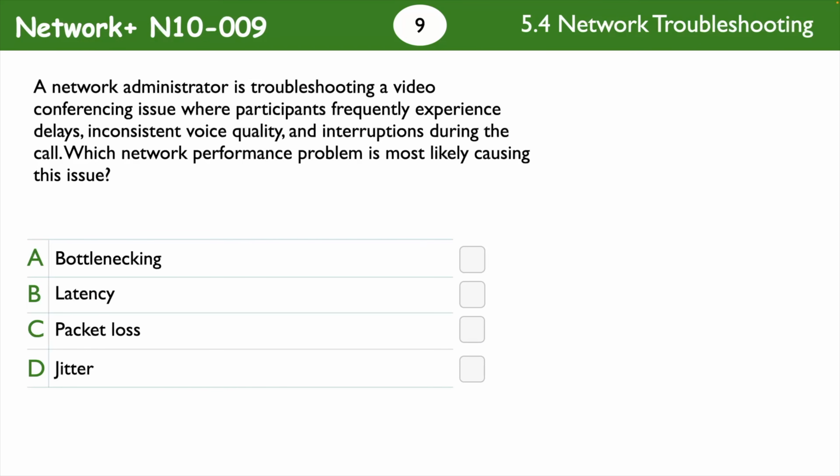Question 9. A network administrator is troubleshooting a video conferencing issue where participants frequently experience delays, inconsistent voice quality, and interruptions during the call. Which network performance problem is most likely causing this issue? A, bottlenecking, B, latency, C, packet loss, or D, jitter? Okay, go ahead and try and solve it on your own.